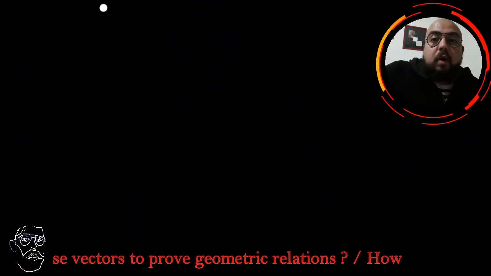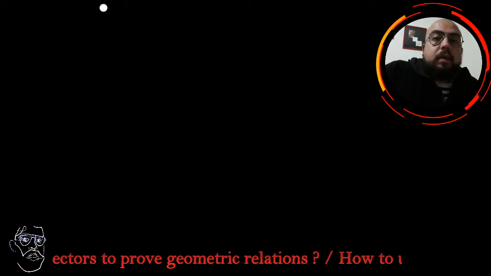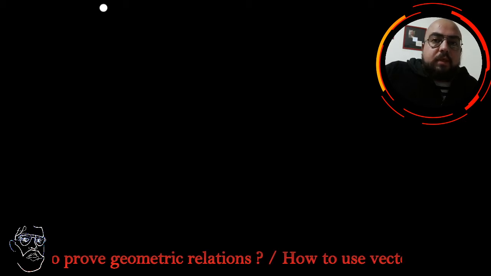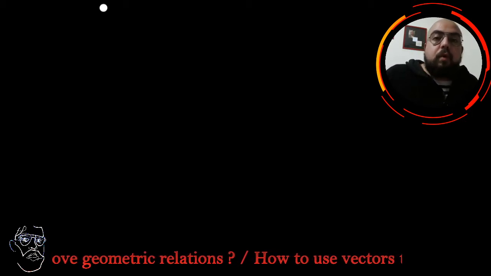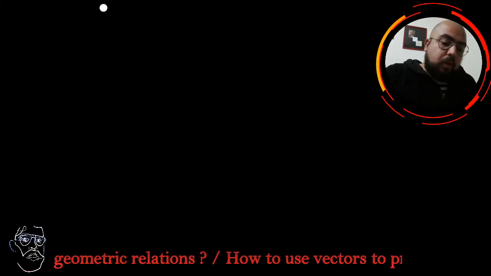Today I'm going to talk about, again, a small part related to vectors. We're going to discuss how vectors could be useful in order to demonstrate some geometric relations. The first thing, which is the easiest use of the vectors, is whenever you have two equal vectors and they give you a parallelogram. So let's start with that one.